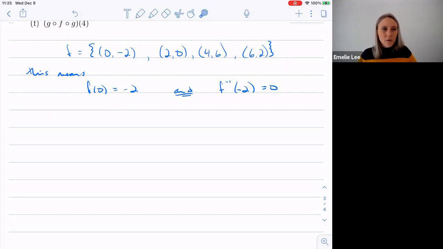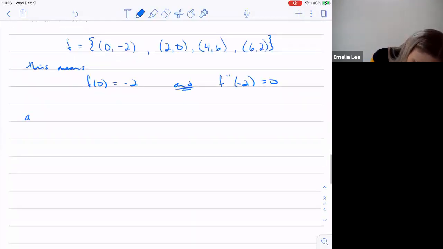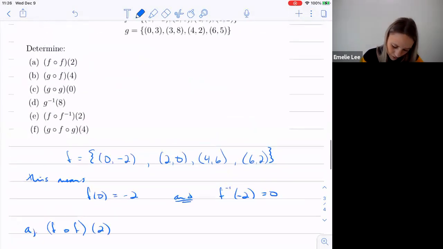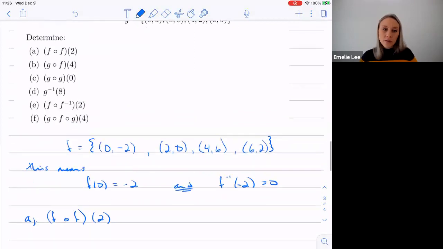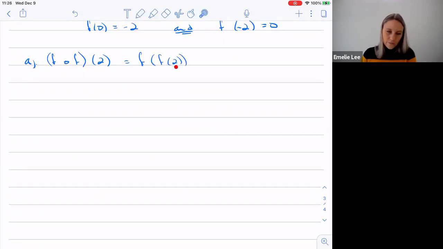Okay. So what you can do is you can take each point and move around the functions. So here, let's start with A, f composed with f of 2. Okay. So if we rewrite this like we were rewriting things, this is the same as f of f of 2. Right, instead of x, so we've been doing the general x, so that's where I have to take the function and put it inside, right?